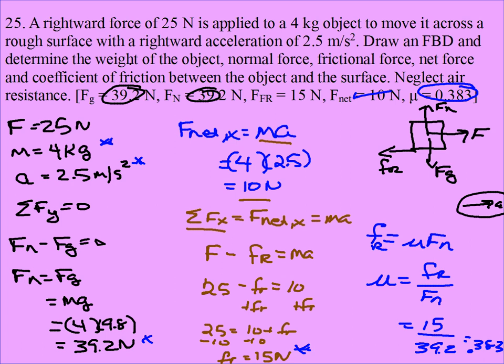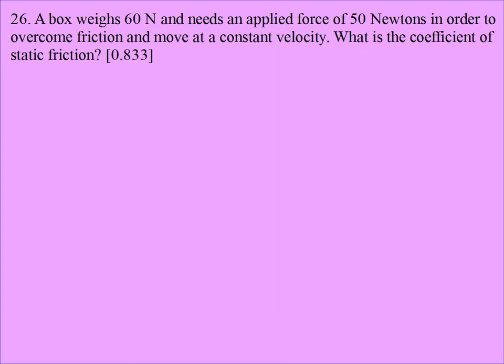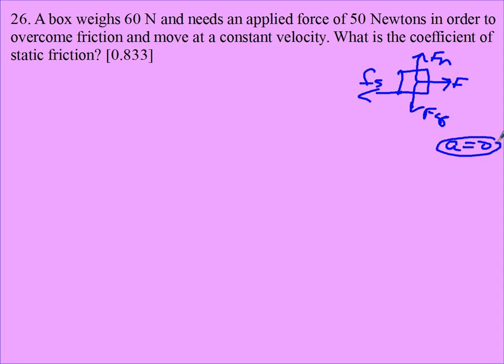26. A box that weighs 60 newtons needs 50 newtons in order to overcome friction and move it at a constant velocity. Okay, let's find the coefficient of static friction. Let's draw a free body diagram. Fg goes down, Fn goes up. Now we're going to apply a force, and that's got to overcome static friction. Because we're overcoming static friction, we know the acceleration is 0 because it's not moving in x or y.